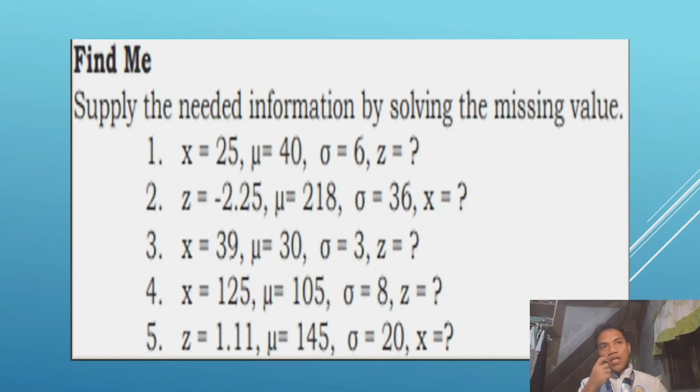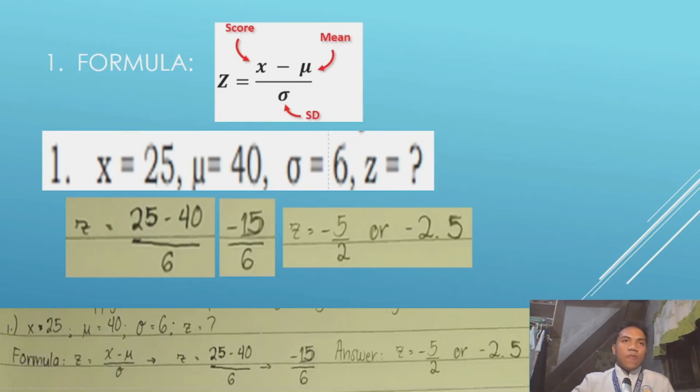Reading the instruction, we have the find me. We're going to supply the needed information to solve the missing value needed from 1 to 5. Here are the solutions and answers that I'll be explaining. Starting from number 1, we have the given x or random value of 25 with the mean of 40 and standard deviation of 6.